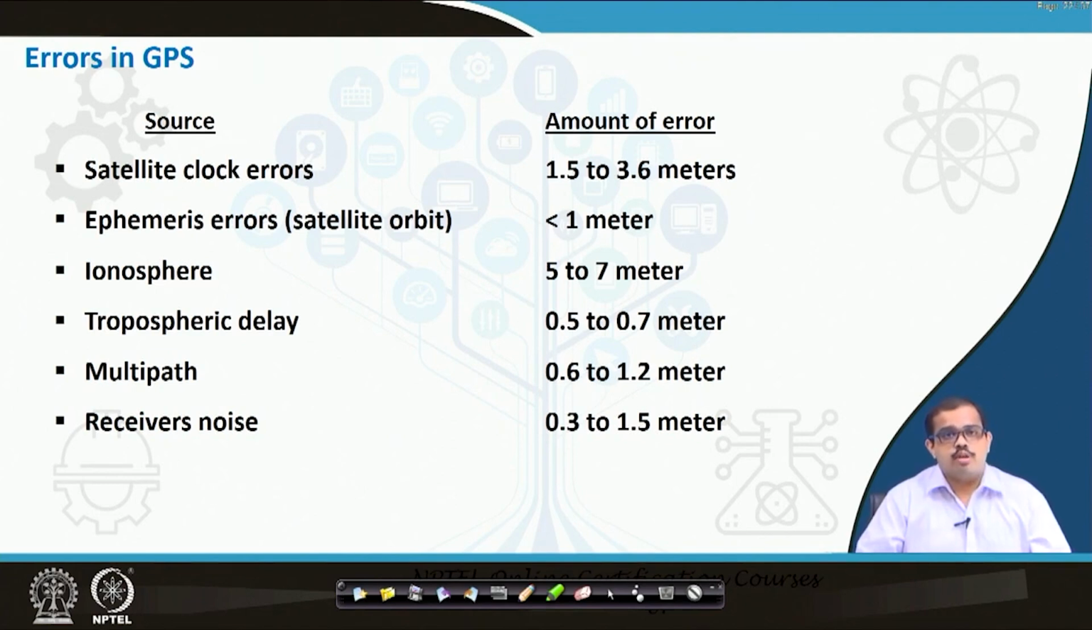The ionosphere is 5 to 7 meters. Then you have a troposphere, which is 0.5 to 0.7 meters, then a multipath, which is 0.6 to 1.2 meters, then the receiver noise, which is about 0.3 to 1.5 meters. On an average, if we consider all of these, we may have somewhere around 6 to 7 meters, or even sometimes 12 meters of errors that may creep in even after being corrected at the control stations. So these are certain errors that GPS may have.